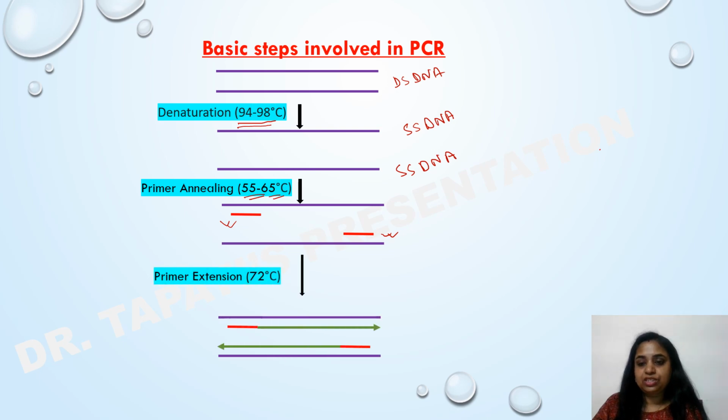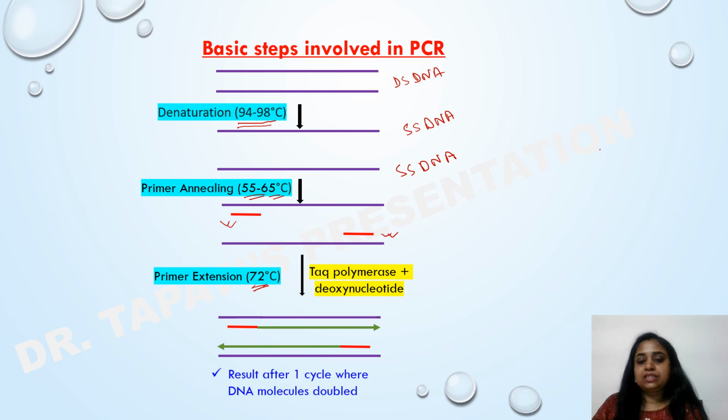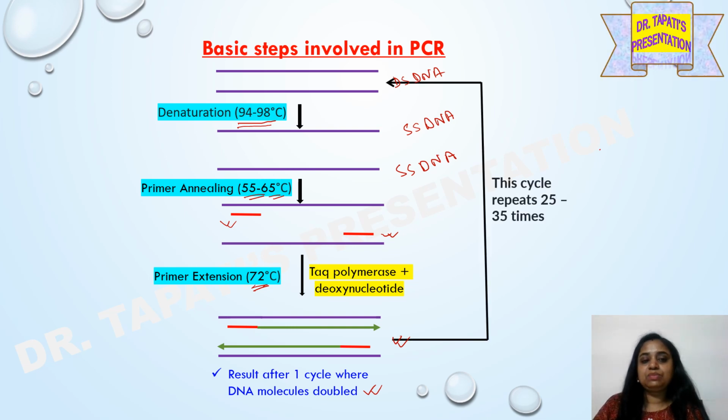Next step is extension, which is carried out at 72 degrees Celsius. Taq polymerase along with deoxynucleotides, DNA synthesis is happening. That means new strands of DNA are synthesized, and this is the result after one cycle where DNA molecules double. So from one DNA molecule, two DNA molecules are synthesized. Now, if the process of replication of DNA is repeated many times, the segment of DNA can be amplified approximately billion times. That means 1 billion copies are made.